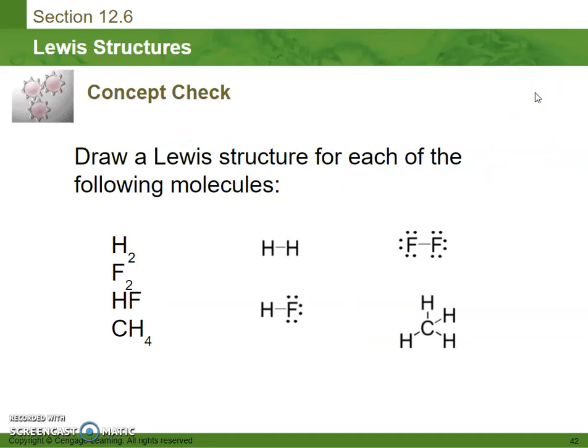All right, so draw a Lewis structure for each of the following molecules. So H2, they're sharing one pair of electrons, so we have one line. All right, F2, one pair of electrons shared amongst 2 of them. HF, one pair of electrons being shared, and our lone pairs are around our fluorine. And then CH4, there are 4 pairs of electrons being shared, one with each hydrogen, so that it looks like this.